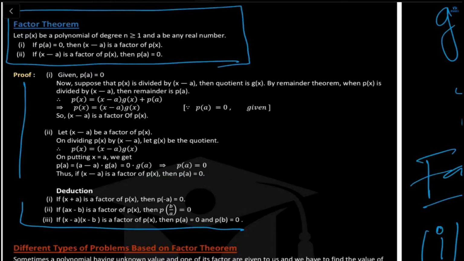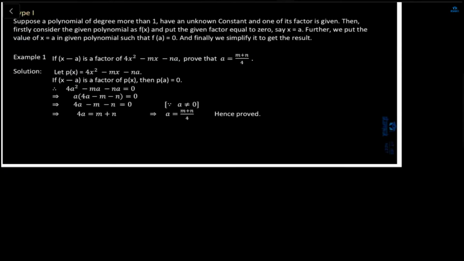Understood? Now let's see example number 1. If x minus a is a factor of 4x square minus mx minus na. You can see here in the polynomial 4x square minus mx minus na, a is not given to you. Here a is being treated as a variable, and its value is not known. You need to find out the value of a. But it is given that x minus a is a factor of this polynomial.